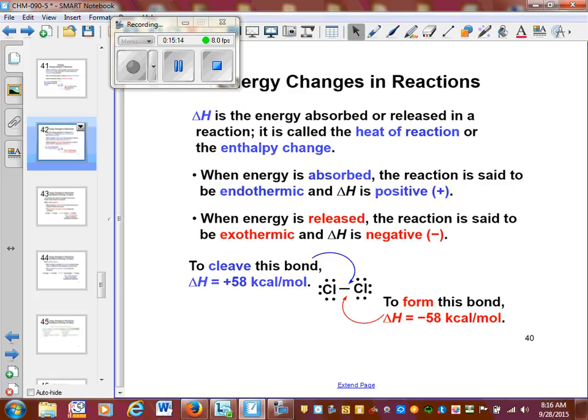Energy is released, the reaction is said to be exothermic, and delta H is negative. So you can think of an exothermic reaction, a firecracker. As soon as that ignites and it reacts, it goes boom, releases a lot of energy. So if we're going to break this chlorine-chlorine bond, the delta H would be plus, endothermic. If we form a chlorine-chlorine bond, the delta H is negative, exothermic.